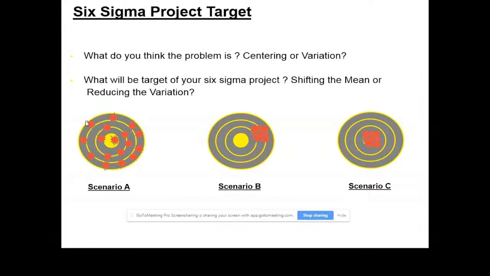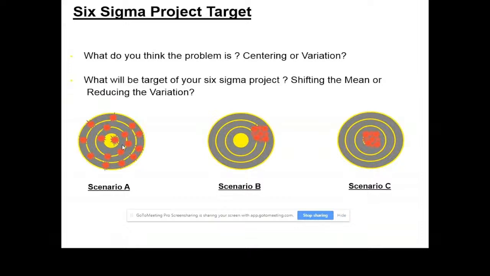So we know for any process, there can be a problem with centering and there can be a problem with variation. If it's a problem with centering, what would you do? You would shift the mean. If it's a problem with the variation, what would you do? You would reduce the variation, the standard deviation. So the yellow circle in between, this is the target. Archery target.